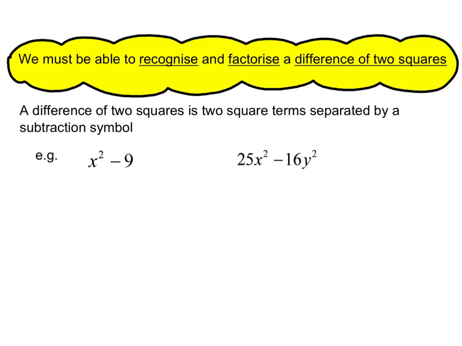In this video, we're going to look at the second type of factorising. We've already looked at how to factorise by taking a common factor, and now we're going to look at how to factorise a difference of two squares. Now, part of this is being able to recognise when we do have a difference of two squares.